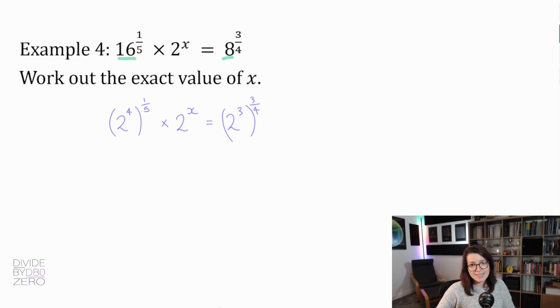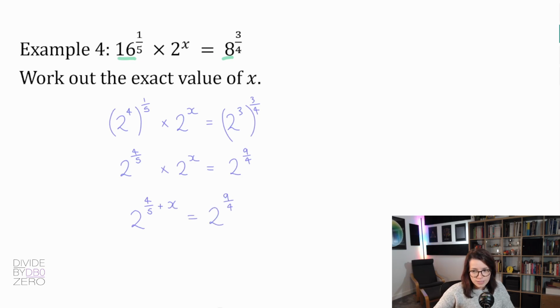The benefit of doing that is now you can apply some of your previous power laws where you've got 2 powers next to each other, meaning you just times the powers. So we get this. 3 times 3/4 is 9/4. And now again, we can think back to our previous power laws. When we've got two numbers times together that both have powers, we just add the powers. So we're going to have 2 to the power of 4/5 plus x equals 2 to the power of 9/4.